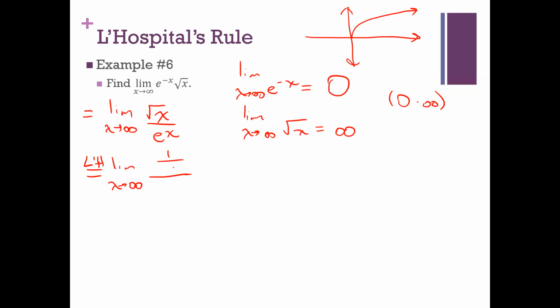So the numerator is 1 over 2 radical x, over e to the x? Yes, exactly. All right. So how can we think about this limit? The numerator is always getting smaller and the denominator is getting bigger. So now we have this form. Basically, you have 0 over infinity. Is that an indeterminate form?